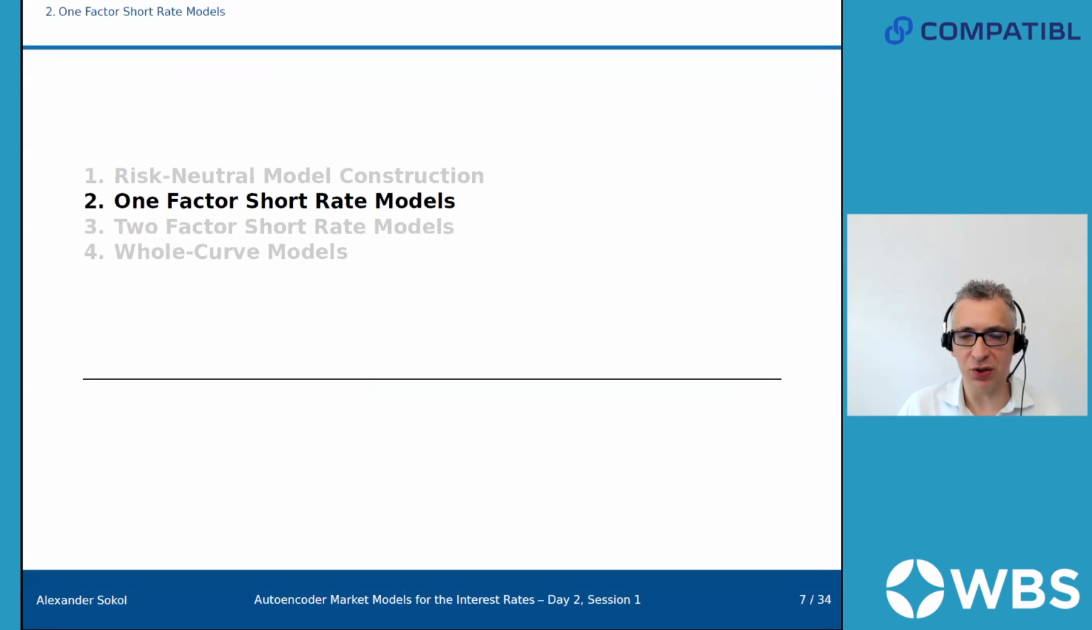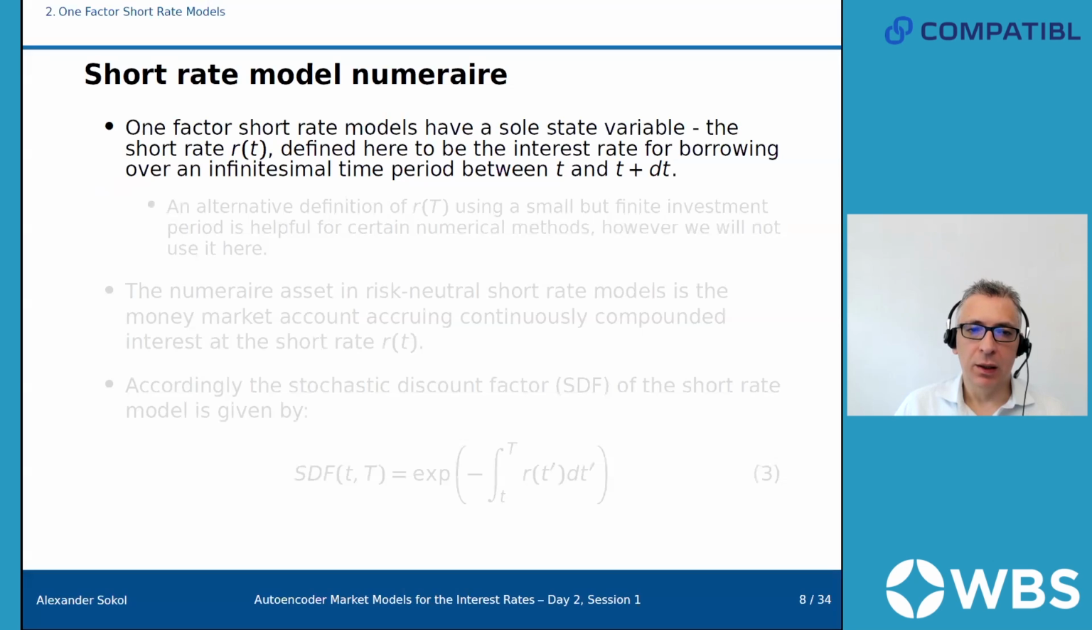So it doesn't mean that it doesn't change, right? It just means that it's a deterministic function of the curve. All right, so we start from one-factor short rate models. One-factor short rate models have a sole state variable, only one state variable, the short rate, right?